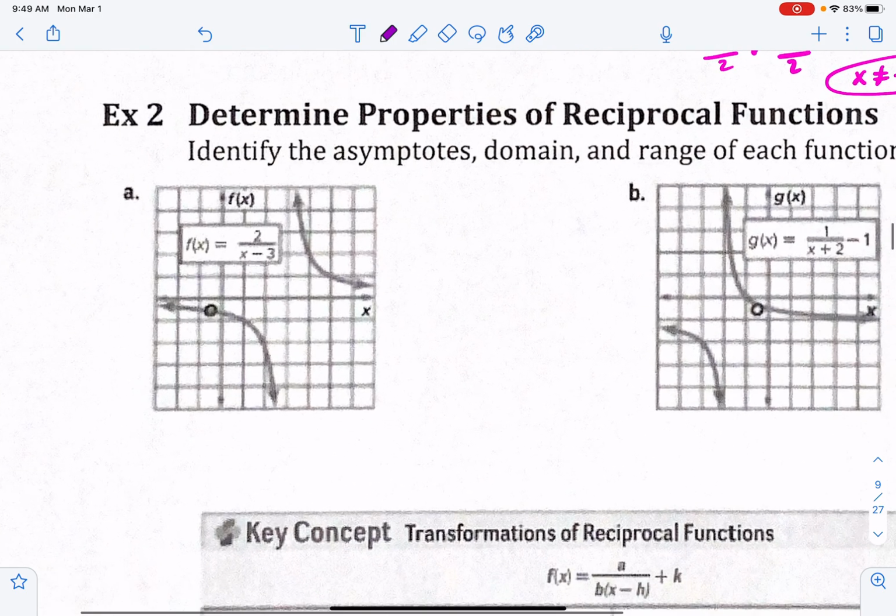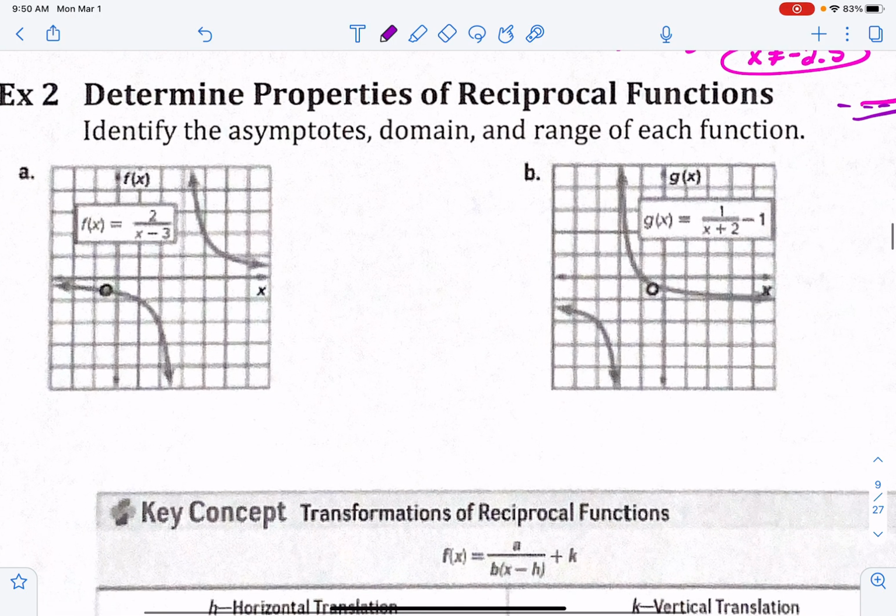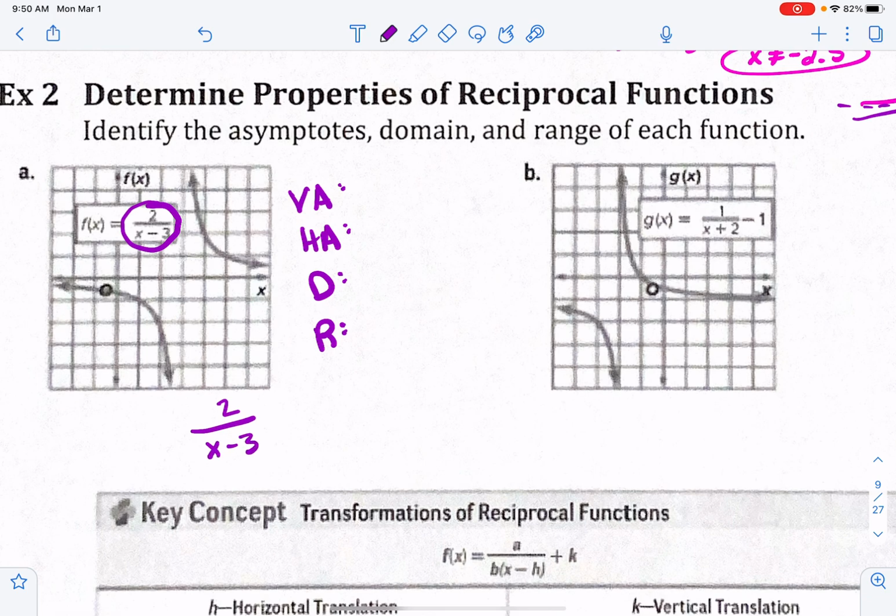Okay, so let's go down here to this one. They're going to ask us to identify the asymptotes, domain, and range of each function. So let's do the VA, the HA, the domain, and the range, okay? And you'll notice some trends here that go with this. So we're looking at this function right here, 2 over x minus 3, okay? And I just told you a little cheater of how to figure out where the VA is.